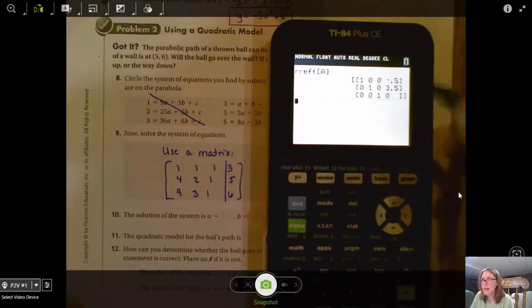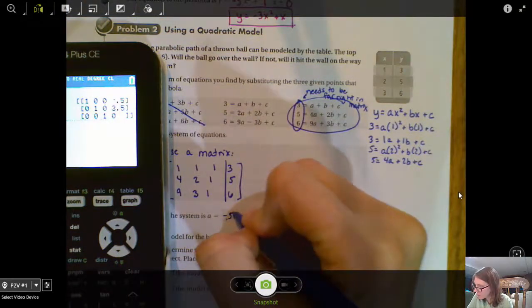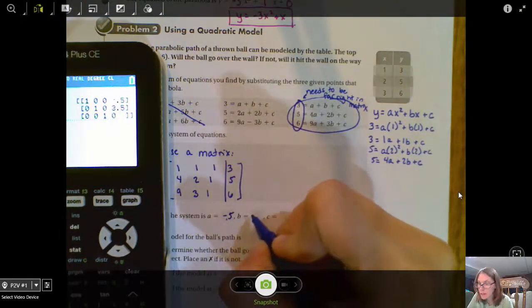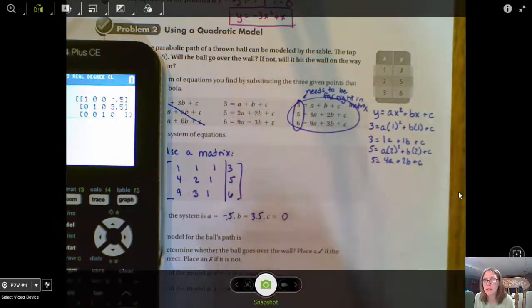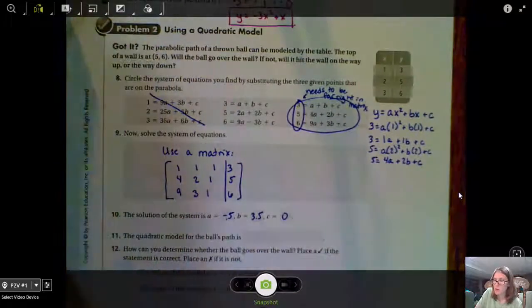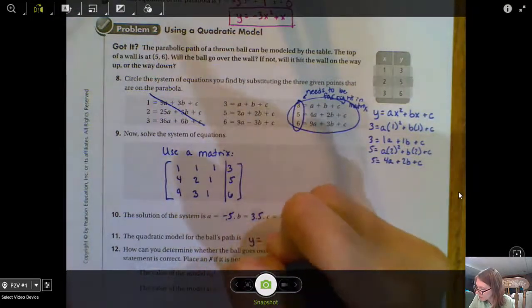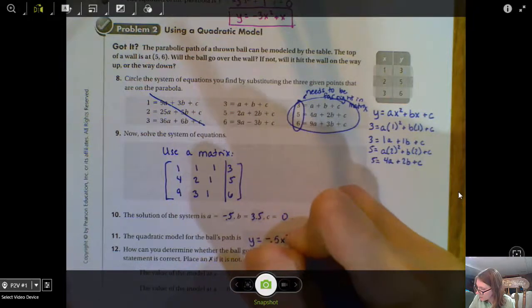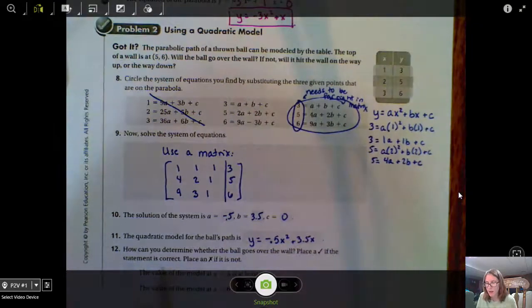And this is what we get. So we get a is negative 0.5. B is 3.5. And C is 0. So the quadratic model for our ball's path is y equals negative 0.5x squared plus 3.5x.